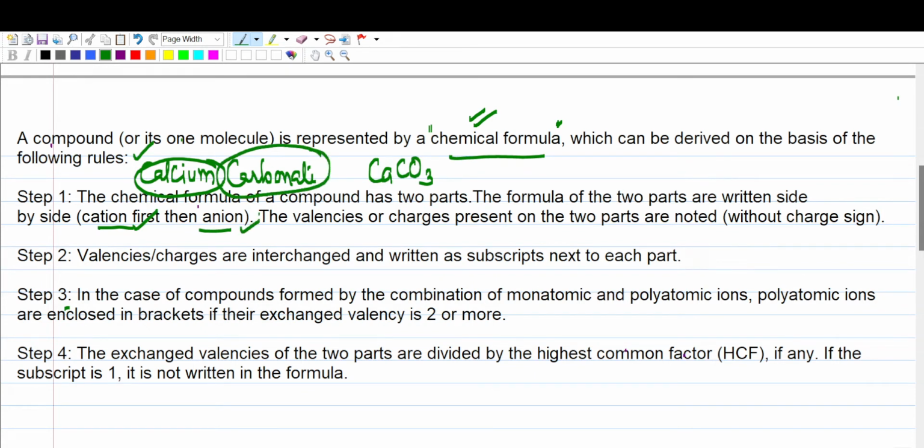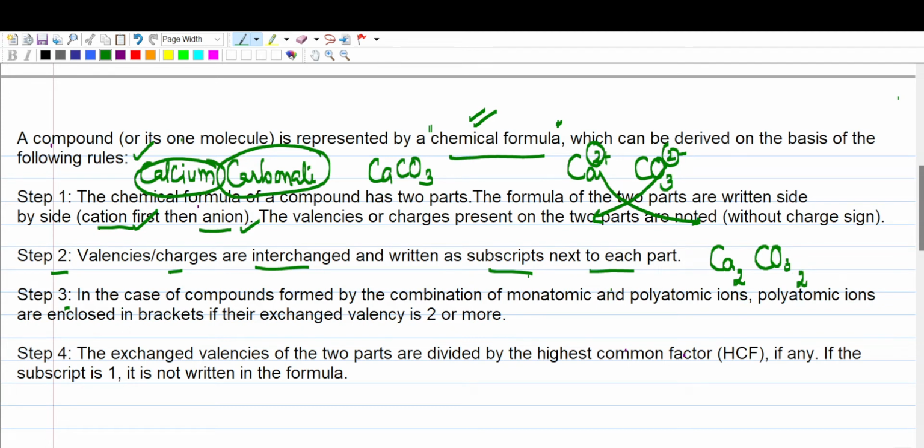When we write the formula, we first write the cation. I've taken the example of calcium. The second part is carbonate, so we write CO3 2 minus. Then step 2 says that we need to interchange the charges of valency. So this 2 we write as a subscript next to the other part, and the other 2 as a subscript here. So Ca2 and CO3 2.